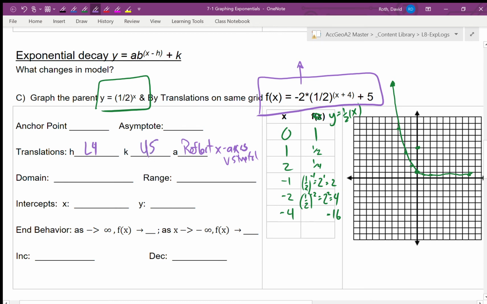So where should I start making this graph? Probably by starting with the asymptote of y equals 5, because it's going to have an asymptote way up here. And then, what value will be my anchor point for this new purple function right here? Well, whatever value of x makes 1/2 be raised to the 0 power, which in this case will be x is negative 4.